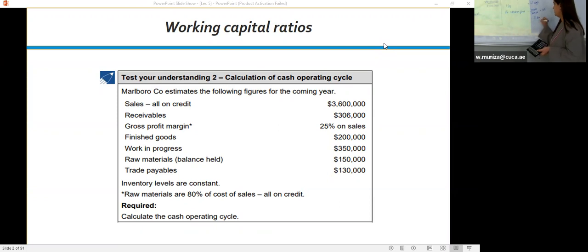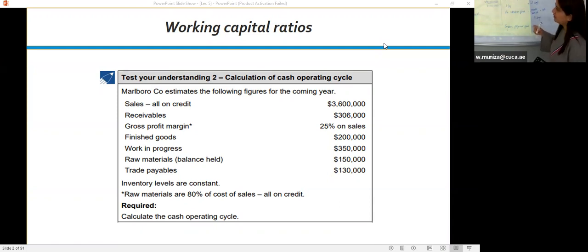Okay, so 31 days for it. Okay, now the last one which we have to calculate. Payables, payment periods. So what is the formula? Payables are related to which thing? Cost of sales. And if they are differentiating among raw materials and others, it means that payables are related to the raw materials. Okay? Because these are trade payables. Basically, these are trade payables.